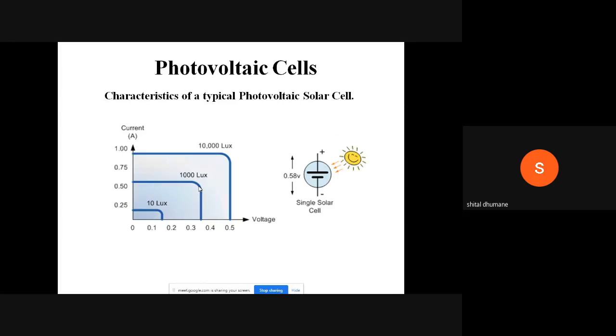See, this is the single solar cell. The sunlight will fall on that, okay, and it will produce 0.58 volt output voltage, and this is the characteristic of that particular photovoltaic solar cell. This is the current and this is the voltage. So you see how the current and voltage are proportional.